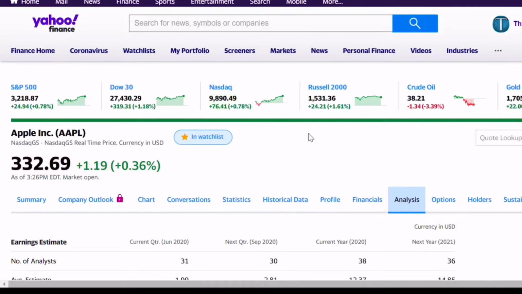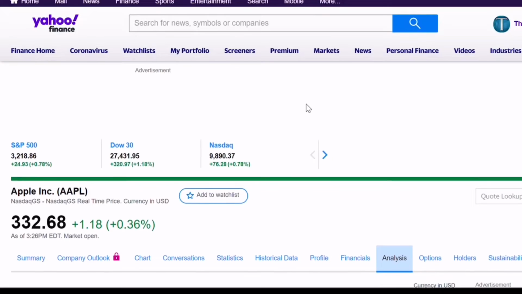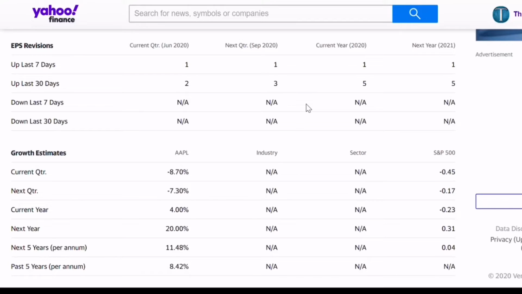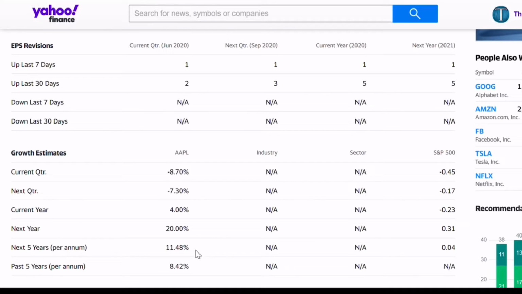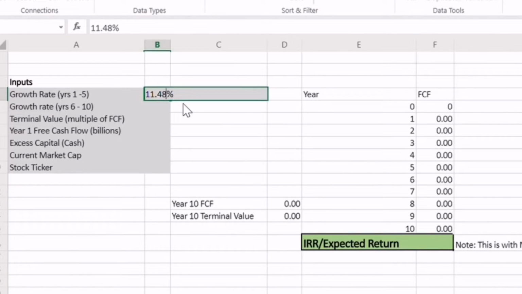So if we jump over to Yahoo Finance under Apple and the Analysis tab, then we're able to scroll down and see some analyst expectations for growth. So for the next 5 years, we have an expected growth rate for Apple of 11.48%. I'm just going to use 11.48% just like the analysts have in this example, but in practice, if I was looking to actually analyze a business in quite a lot of detail, then I would base these growth rates off my own research and make my own assumptions on what I think Apple can do.